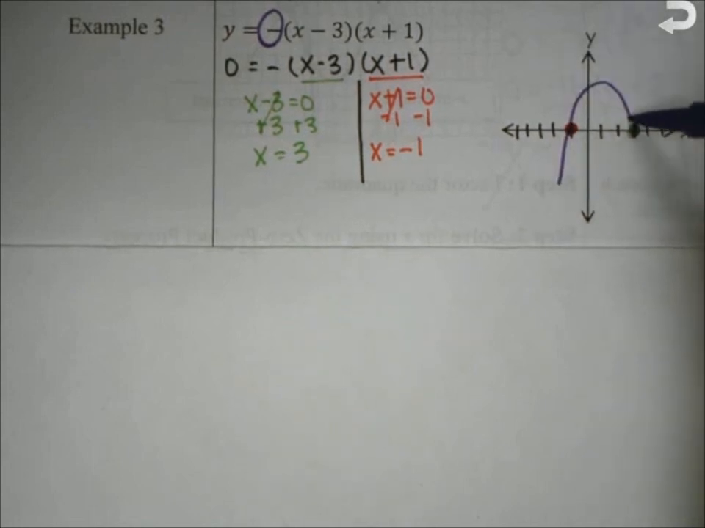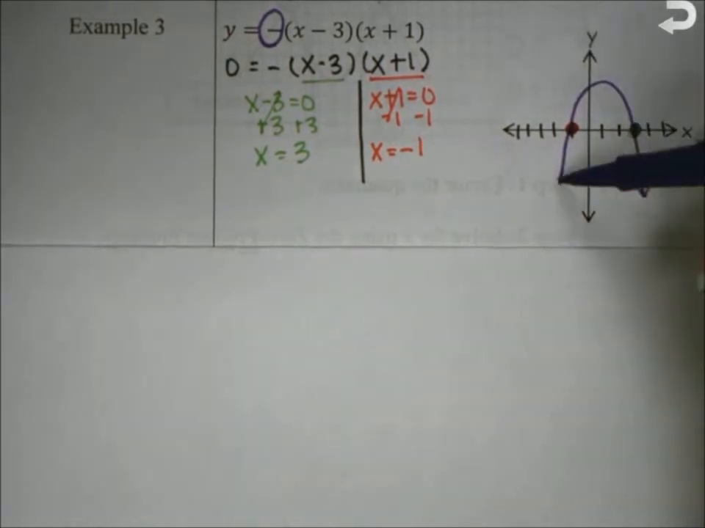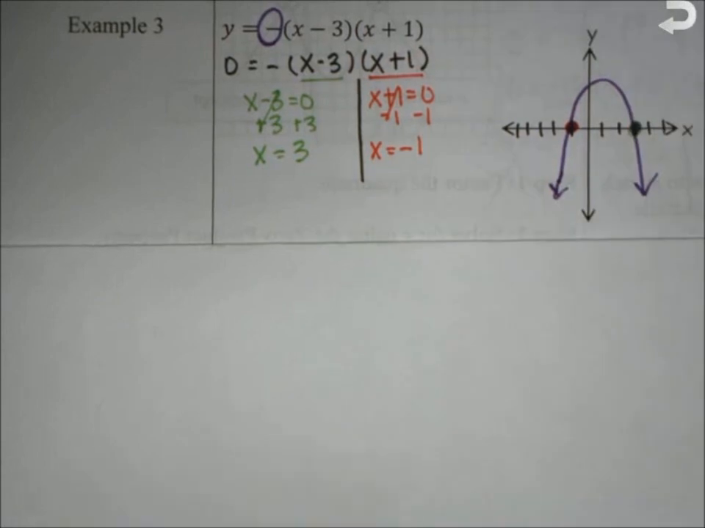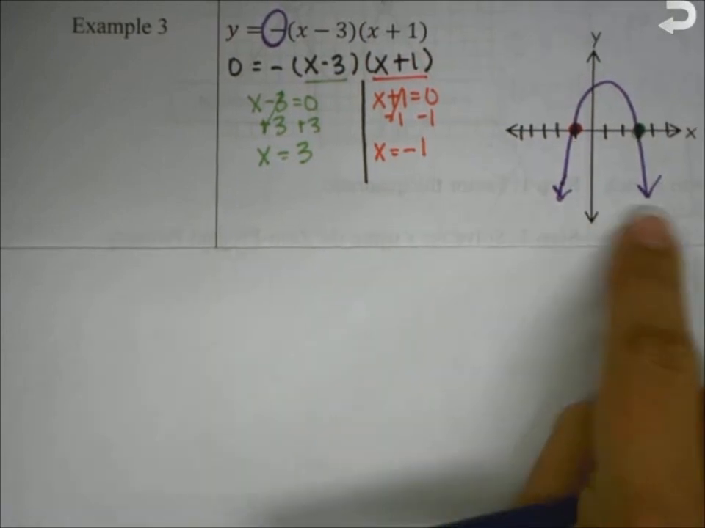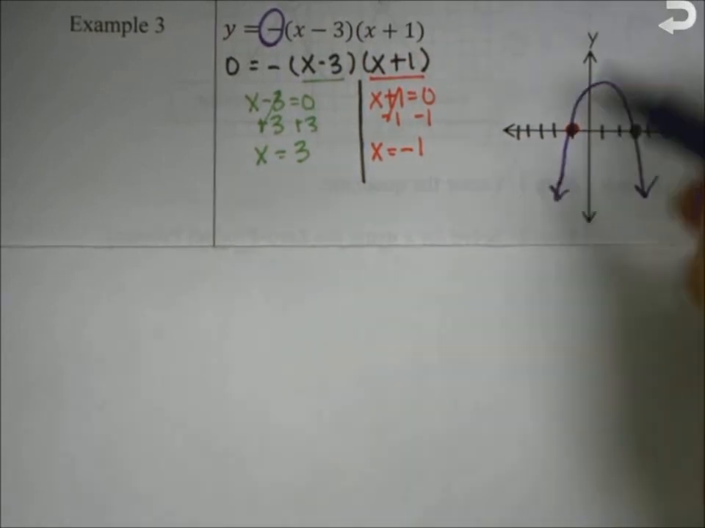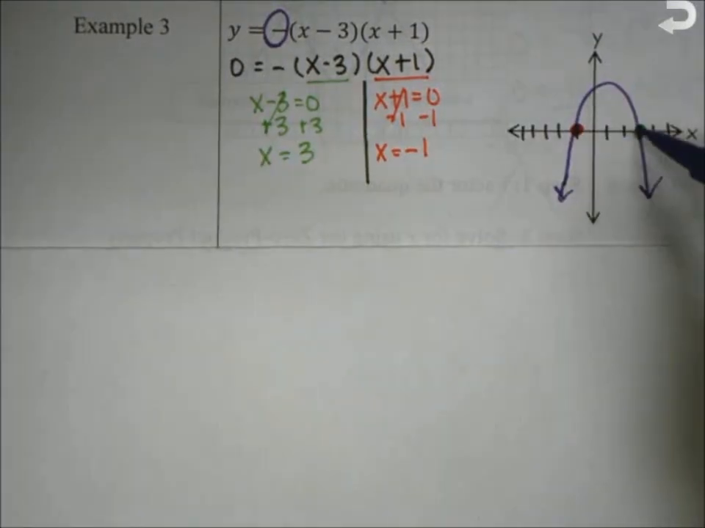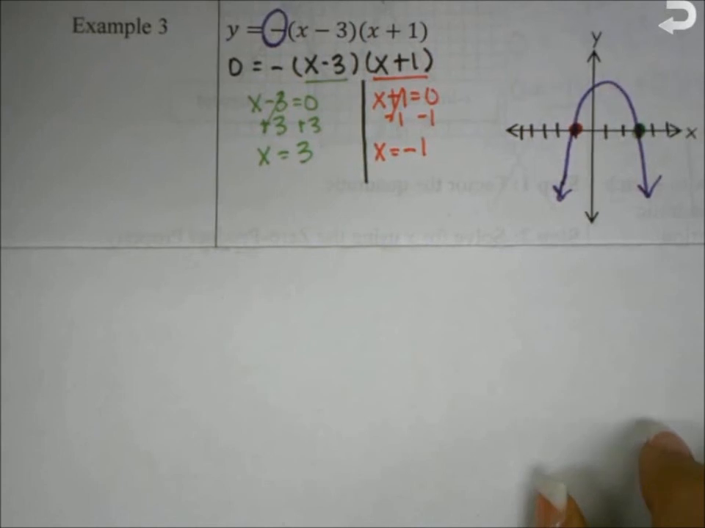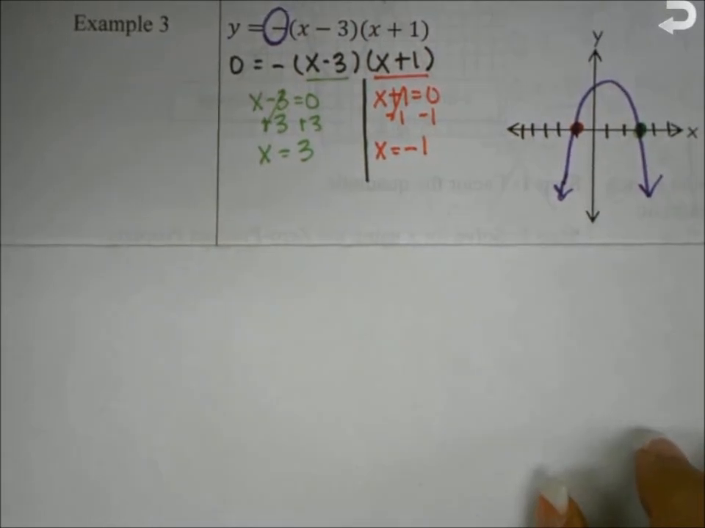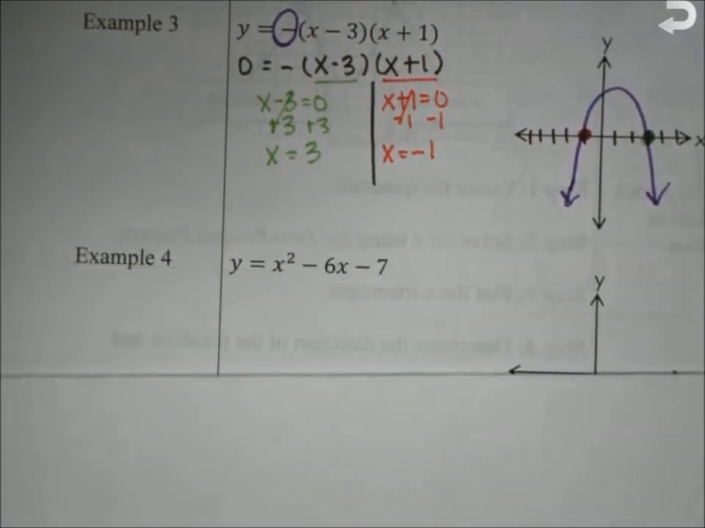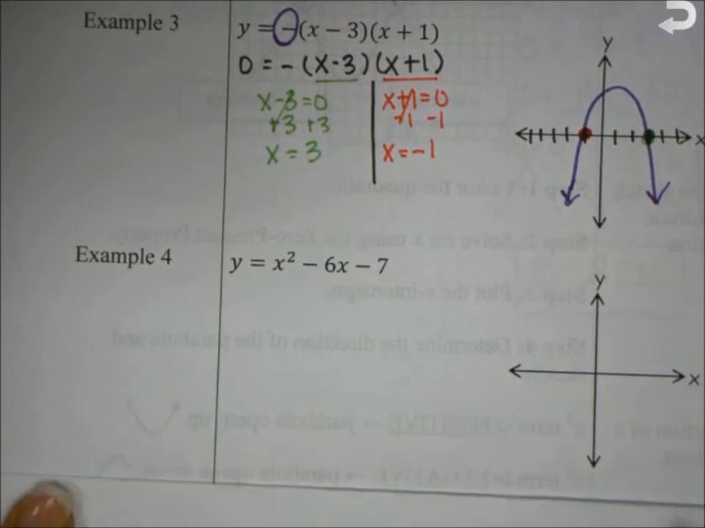So as long as it is going in the correct direction and going through those 2 points, then we're good to go, because we're just sketching right now. So what about one where it is not already factored for us? So let's look at example 4 here. In example 4, I have y equals x squared minus 6x minus 7.